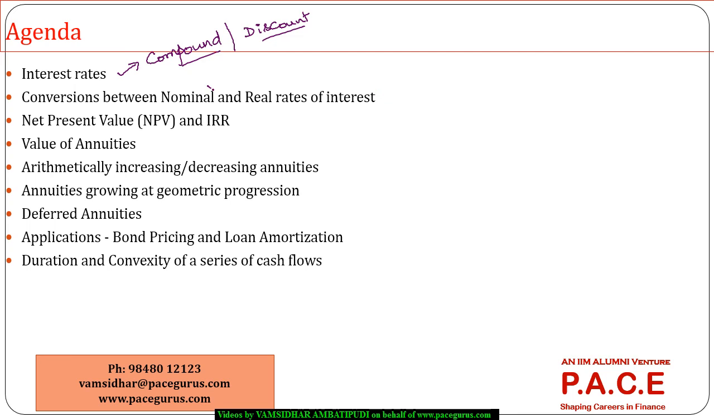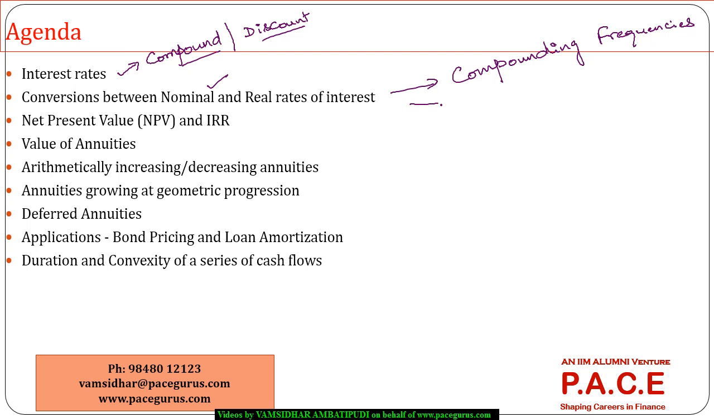The nominal rates of interest primarily, especially when we are talking about compounding frequencies, multiple compounding frequencies are there, right? Let's say the compounding happens twice a year or quarterly. Then what is the nominal rate of interest and what is the real rate of interest in that case? How do I convert from the nominal rate to a real rate and vice versa?